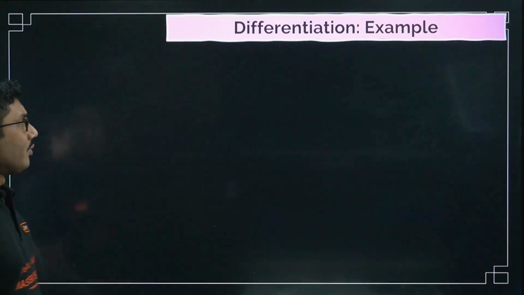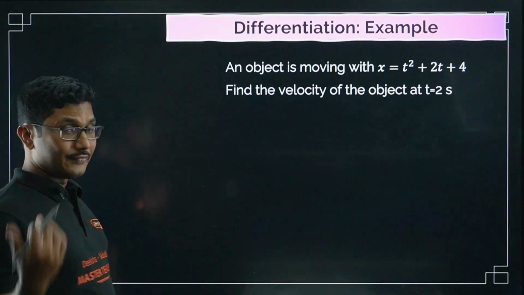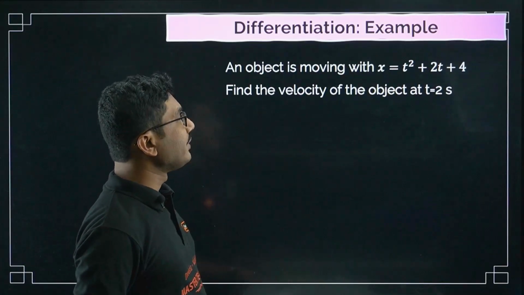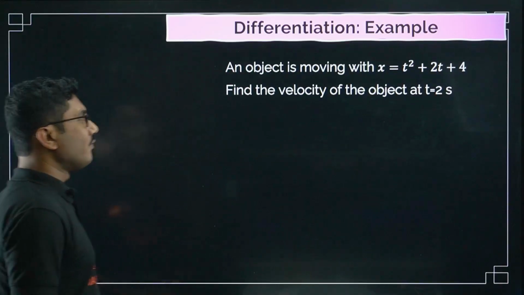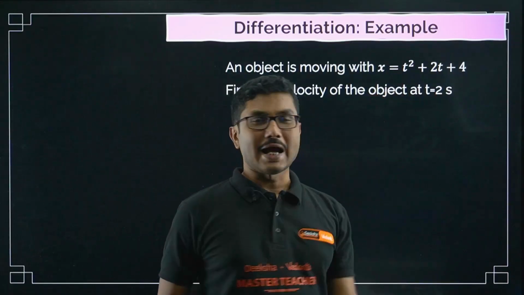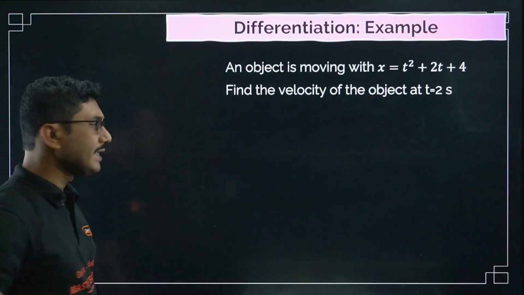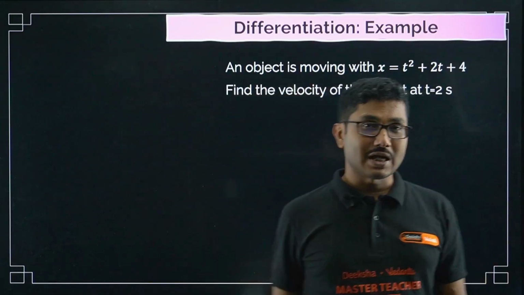Okay, now let's move on. Next, as we are talking about some physics, let's see one of the examples. An object is moving with x equals t square plus 2t plus 4. Find the velocity of the object at t equals 2 seconds. So you have to remember a few of the quantities that we will discuss during our lectures, revision classes, etc.